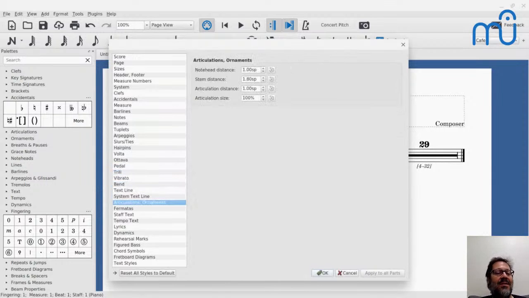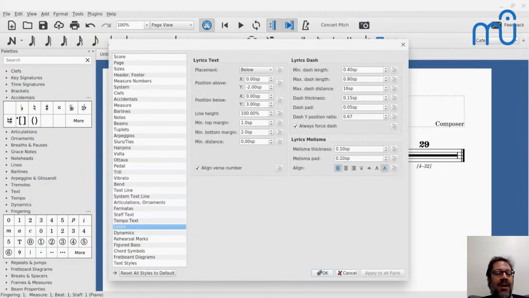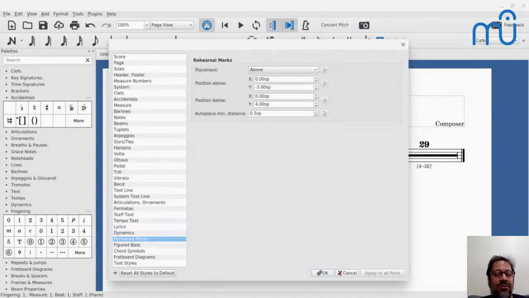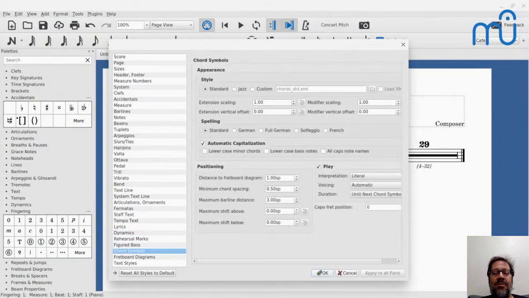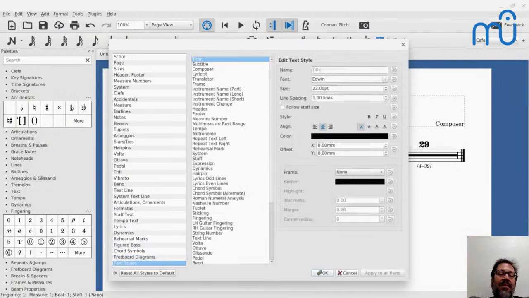Then we get into different kinds of text down here. We have staff text, tempo text, lyrics, dynamics, rehearsal marks, figured bass, chord symbols. And then next to chord symbols is fretboard diagrams because they're related, right? Then finally, the actual text styles.